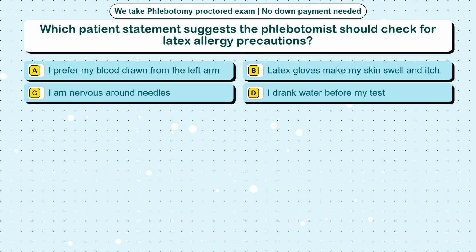Question 56. Which patient statement suggests the phlebotomist should check for latex allergy precautions? Option A. I prefer my blood drawn from the left arm. Option B. Latex gloves make my skin swell and itch. Option C. I am nervous around needles. Option D. I drank water before my test.